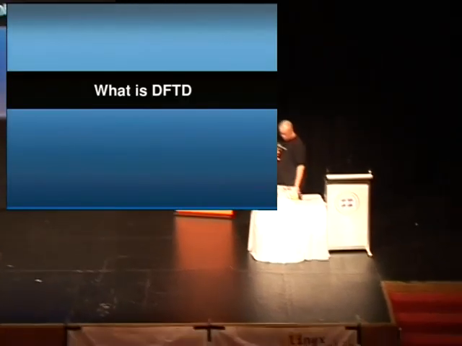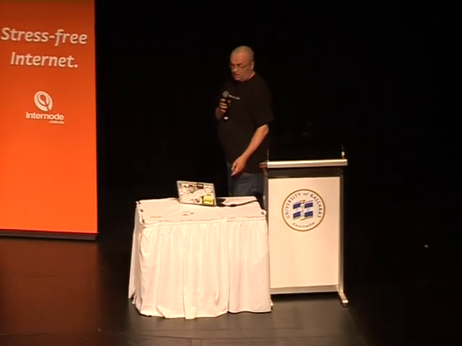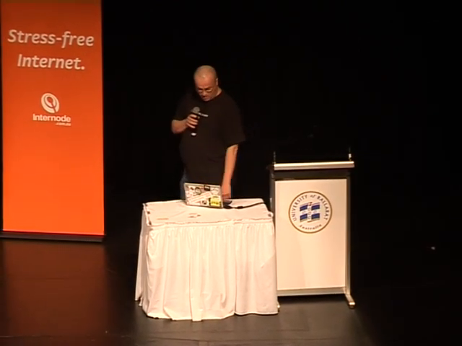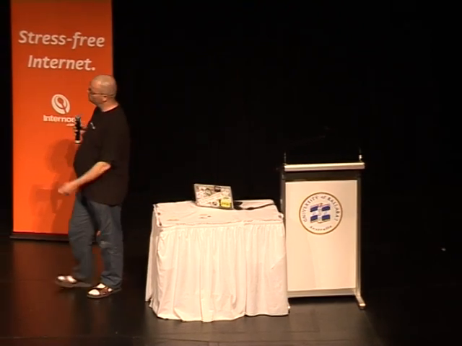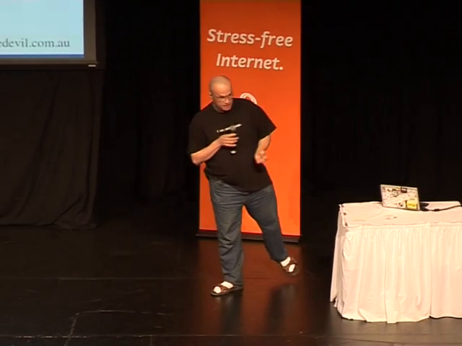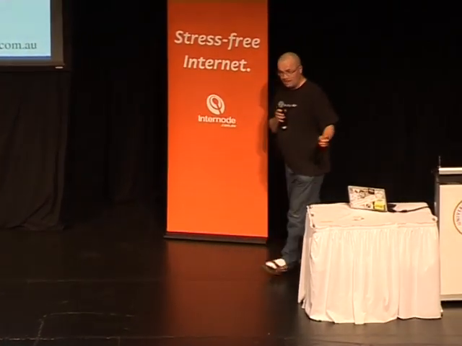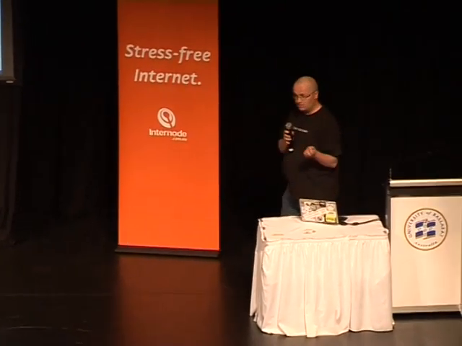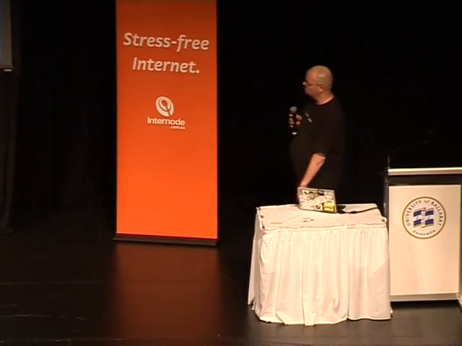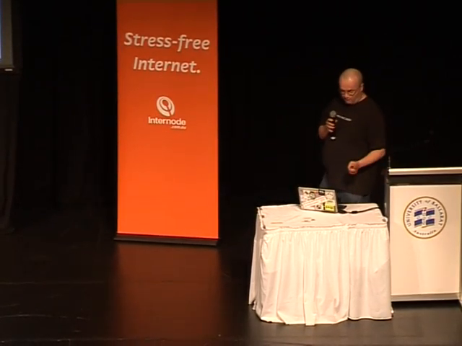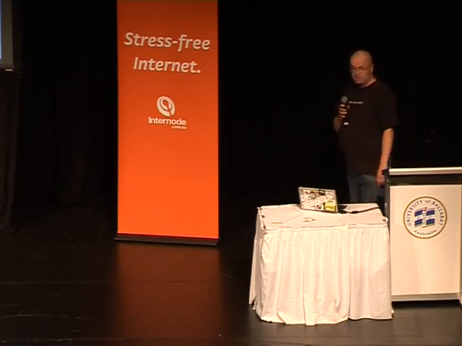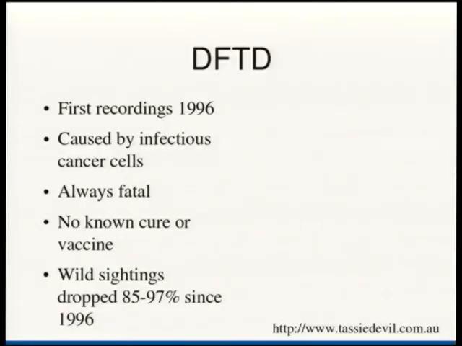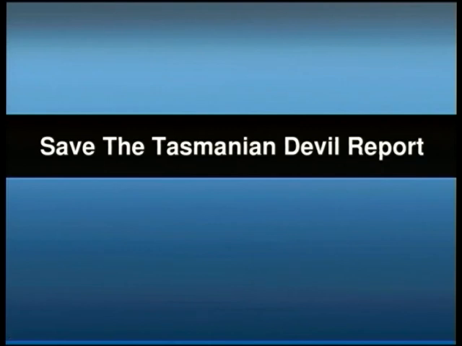What is the devil facial tumour disease? Well, it was first recorded in 1996, and it's caused by infectious cancerous cells. It's one of only 3 infectious cancers on the planet. There's one that affects dogs and another that affects rodents in Syria. It's always fatal. There's no known cure or vaccine, and since 1996, sightings of the devil in the wild have dropped by 85 to 97%.